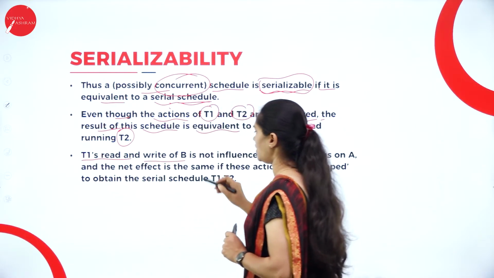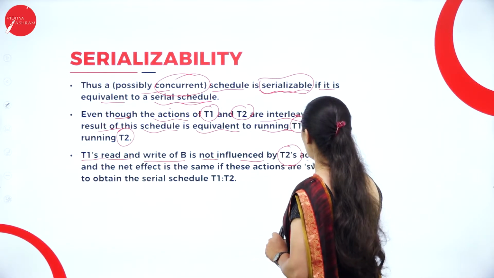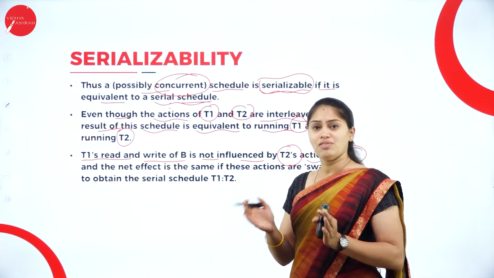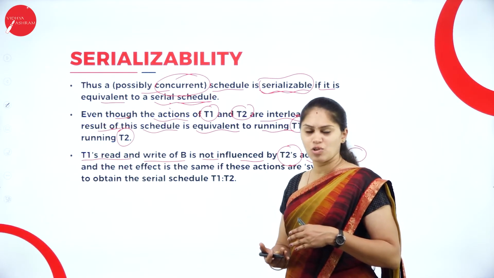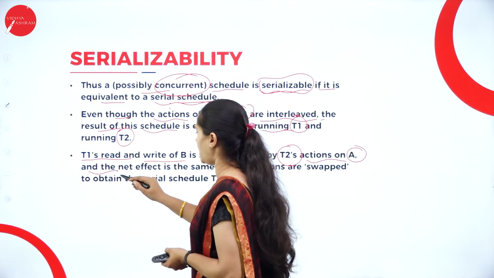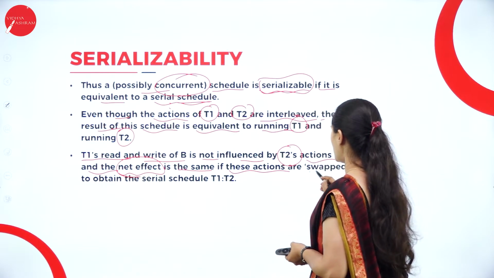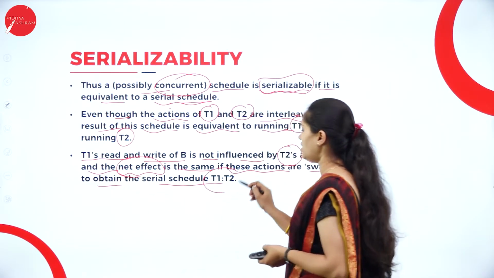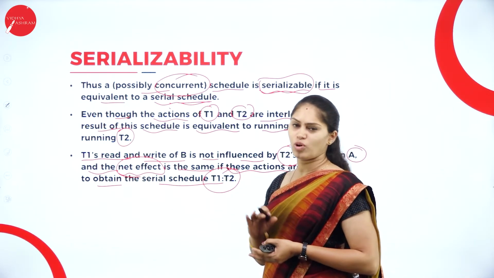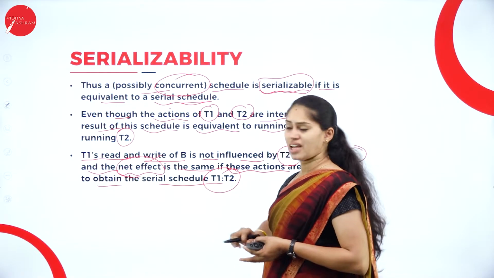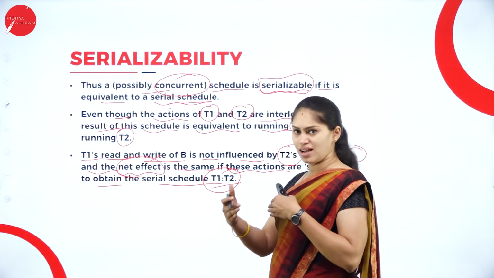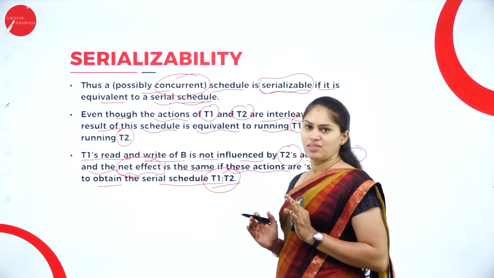So T1's read and write of B is not influenced by T2's action on A. Whatever changes we are making in T1 and T2 do not affect each other, but at the time of execution, or at the time of the resultant, both need to be identical. And the net effect is the same if these actions are swapped to form the serial schedule T1 followed by T2. So whether we are doing a write or read operation on object A, B, whatever it can be, once we get the net effect, that means the resultant, both need to be the same. T1 should be parallel to T2 and T2 should be parallel to T1's action.